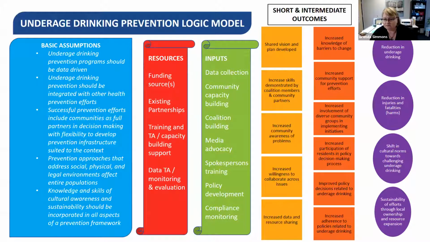You will see a reduction in the harms associated with underage drinking. You can create a shift in social norms that involves challenging underage drinking. And you can create sustainability. So they flow together from left to right. So you're building it backwards, but you're using it moving forward.